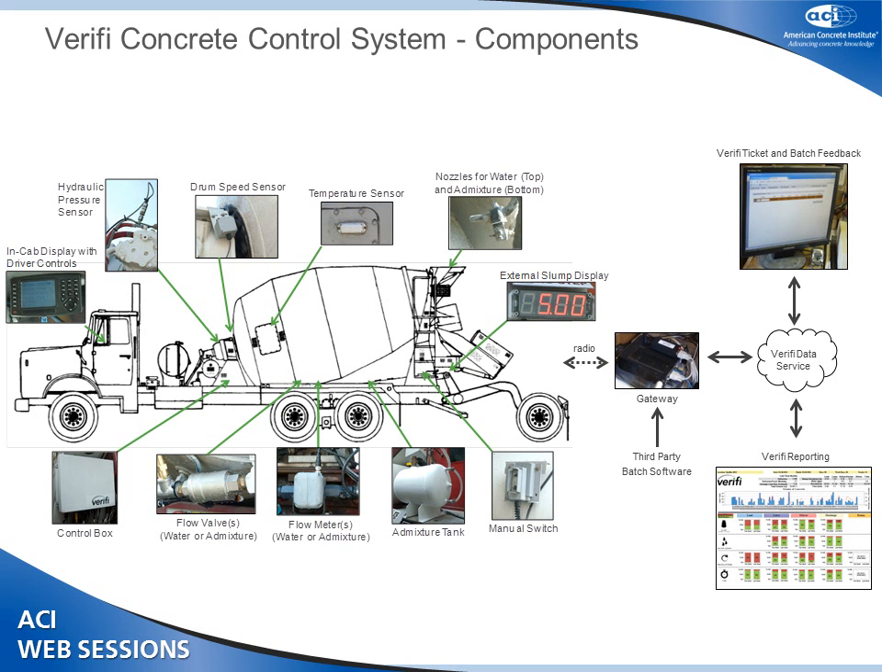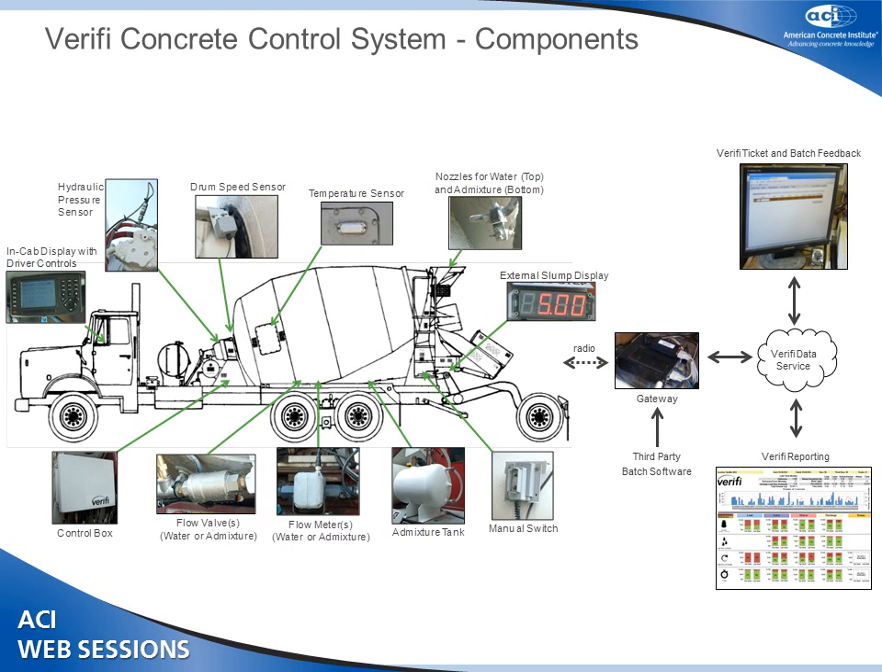So here's a layout of the system on a truck. The slump is based on hydraulic pressure and drum speed, as well as the load size. So those are measured on the truck. The first two, the hydraulic pressure and drum speed. There's also a temperature sensor mounted on the hatch of the drum. There's an existing water nozzle, and then added to that is an admixture nozzle to inject the chemical so that it gets injected under high pressure and reaches the concrete.